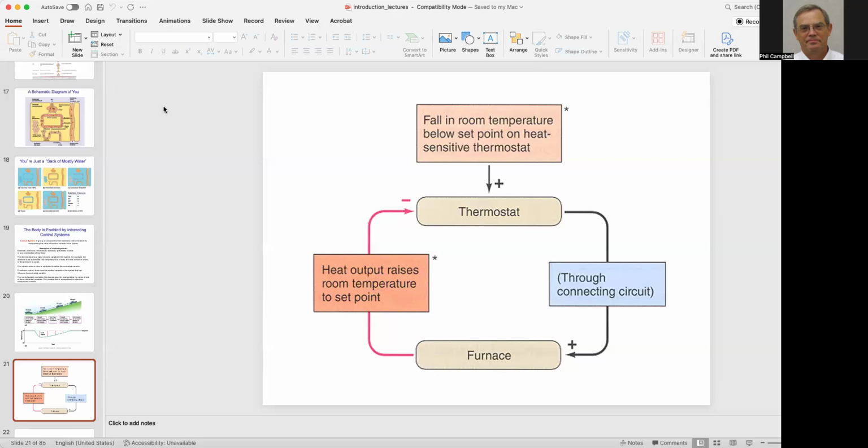Okay? So that we call negative feedback. That means the whole purpose of negative feedback is once I achieve my preset value of my variable, whatever it is, I don't want to overshoot it appreciably, so I need to stop effecting that changed variable. All right?